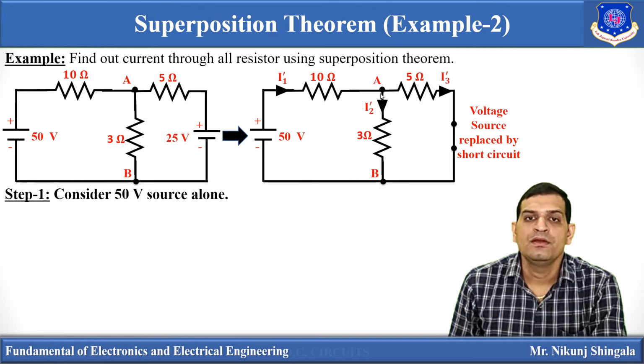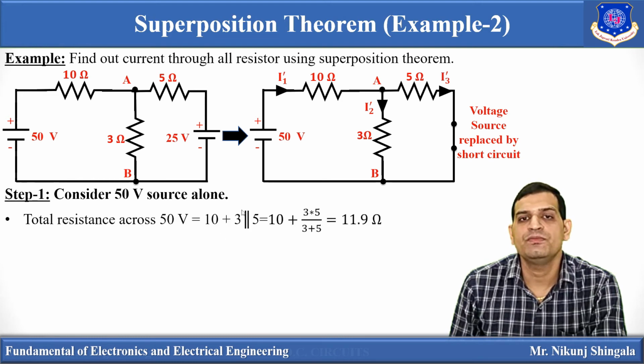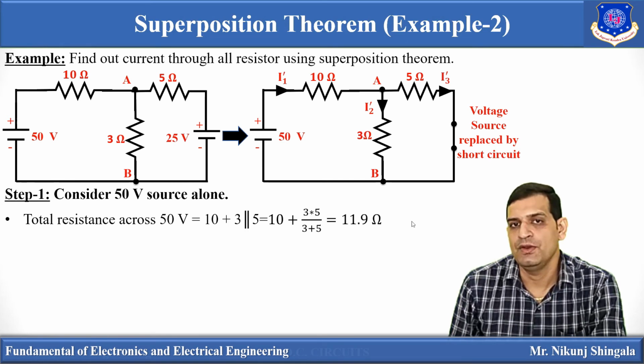Now first we have to find out the total resistance of the circuit to determine I1 dash. So the total resistance of the circuit, or the resistance across the 50 volt battery, we have to see from the left hand side to the right hand side. That is nothing but 5 parallel 3, plus 10 ohm. So 10 plus 3 parallel 5, if we solve this, we are getting 11.9 ohm.